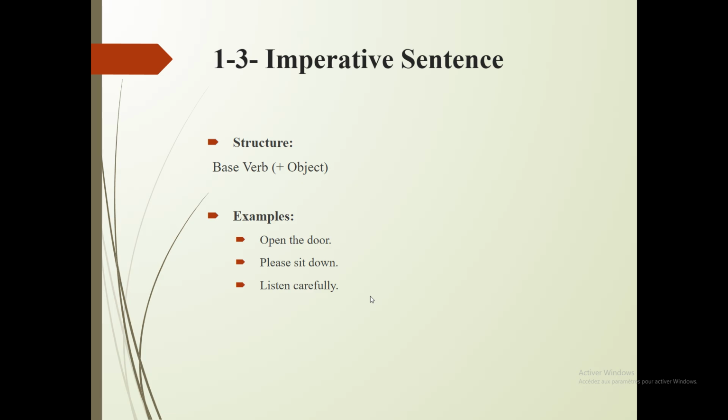The third type is the imperative sentence. It is made to command or to give an order. The structure is the base verb plus an object if needed. As examples, we have: open the door. Please sit down and listen carefully.